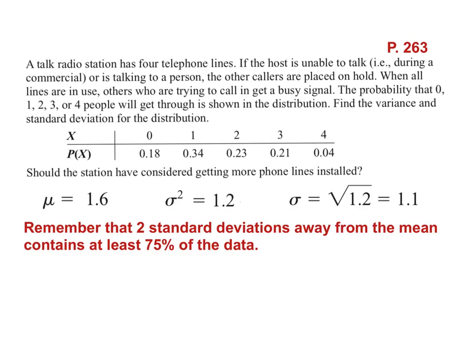So here's what this means. Most of the data, at least 75%, could be more, most of the data is within 2 standard deviations of the mean. If most of the data is below 4 or less, then we're in good shape. If most of the data falls higher than 4, then we need another phone line. Okay? So if 1 standard deviation is 1.1, what's 2 standard deviations? 2.2. So take that and add it to the mean and find out if that is bigger than 4.